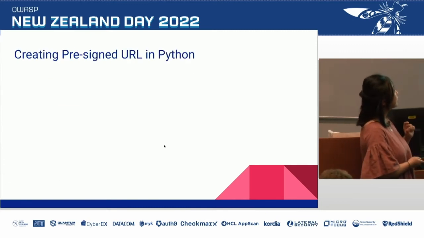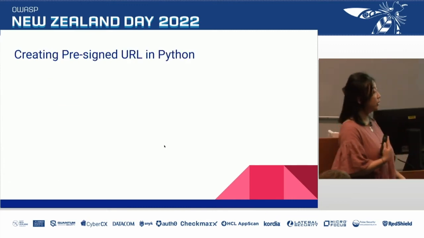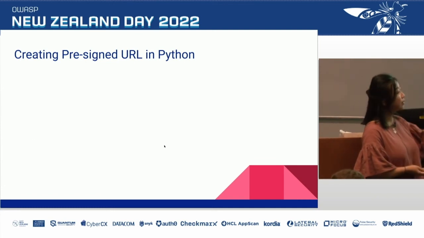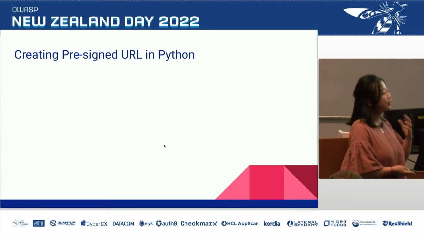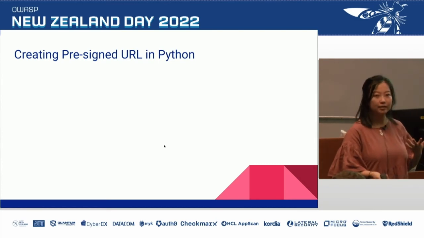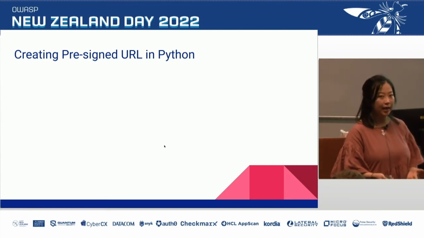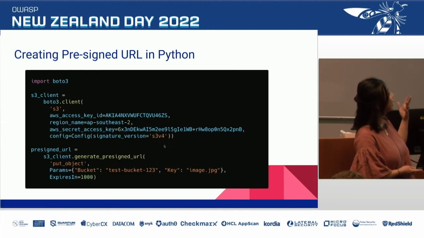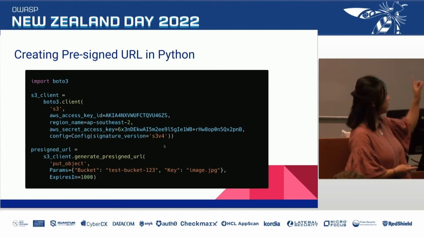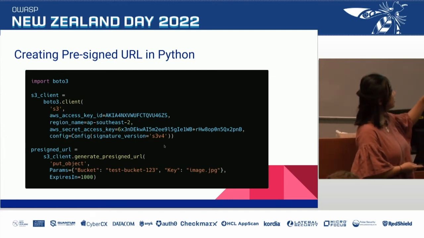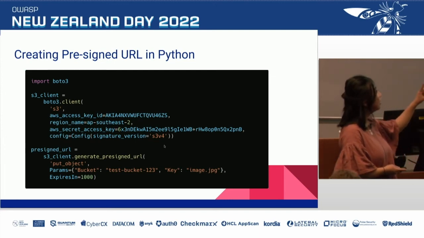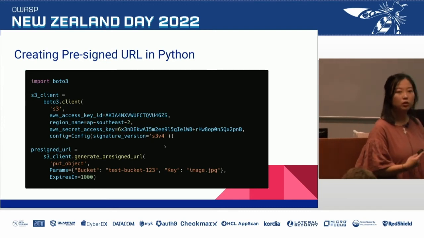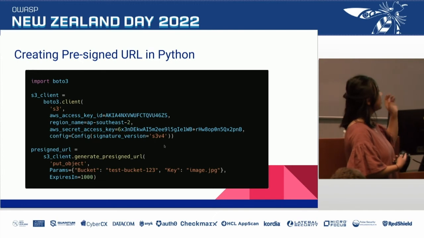Right. So let's have a quick look at what this looks like when you're trying to create a URL in Python. You can do this in pretty much any language that has an AWS SDK attached to it. So in Python, this is what it might look like. You create a client, you specify the access key and the secret in there, and this is happening on the back end, right? So the user is not going to be able to see this code.